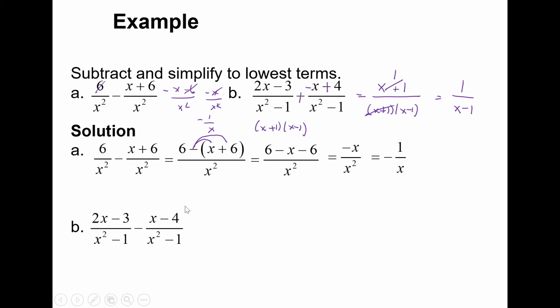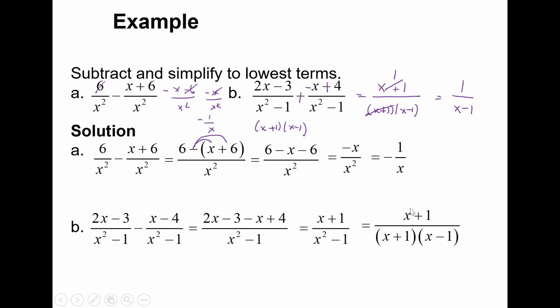What about the second one? Well, we're going to do the same thing. We're going to just distribute that negative over. We'll get minus x plus 4 all over the x squared. So we have 2 minus the x. It's going to be x. And then minus 3 plus 4 is 1. Now we have to think about that. Well, we can, again, factor like we did up here. And then we can cancel our x plus 1s. So we get the 1 over x minus 1.